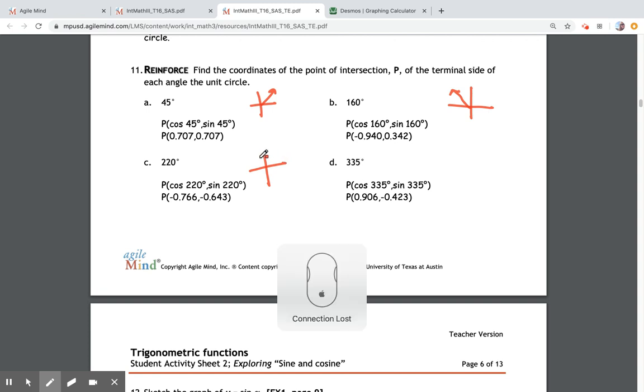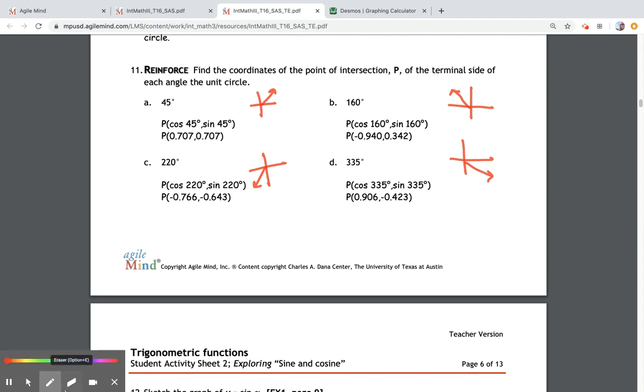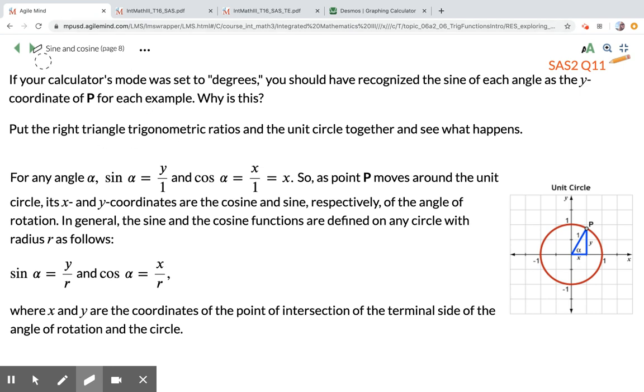220, so that's 0, 90, 180, ooh, not quite to 270. So we're going to stick that out there, which means both my x-coordinate and y-coordinate are negative. I'm going left, I'm going down. And if we look at this last guy, 335, so 0, 90, 180, 270, but not quite to 360. So it's out here somewhere, which means my x-coordinate, I'm going right, so that's positive, but my y-coordinate is going down, so that's negative. So that's why we're getting negatives on some of these. And your calculator may have been taking care of that for you, as it should have. Good job, little calculator.